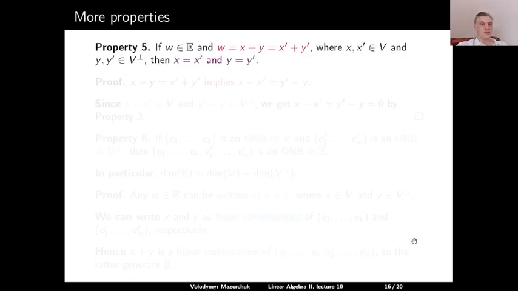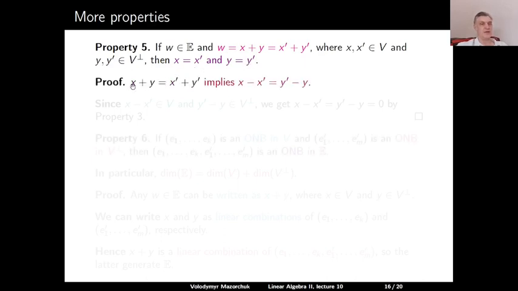Here are some more properties. Property 5. If you take an element w in E and write it in two ways, as a sum of two elements x and y, and x prime and y prime, where x and x prime are in V and y and y prime are in the orthogonal complement to V, then x is equal to x prime and y is equal to y prime. So the decomposition given by property 4 is unique. So the claim is that this way to write w as the sum of an element in V and an element in the orthogonal complement of V is unique.